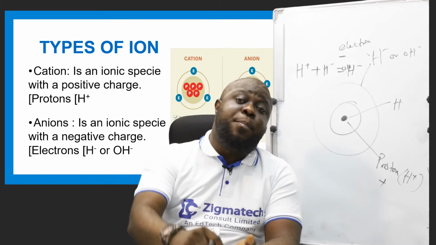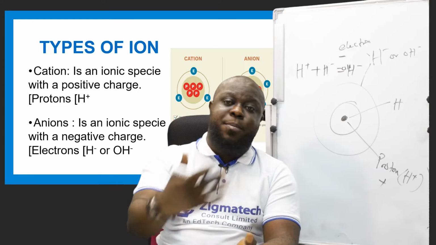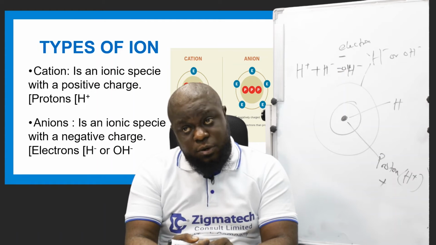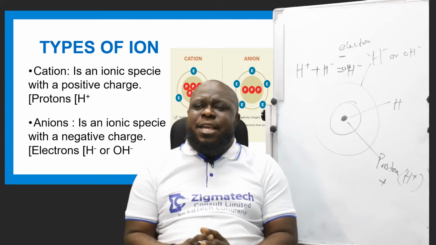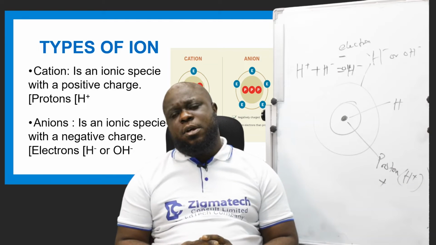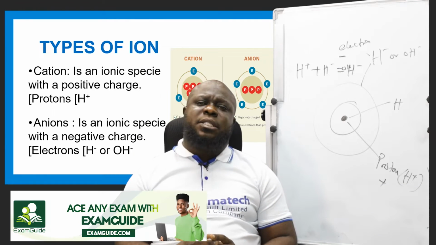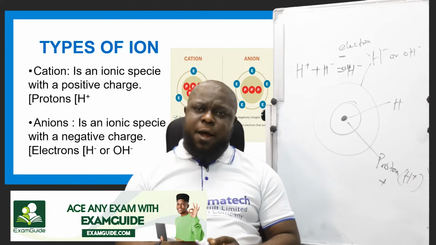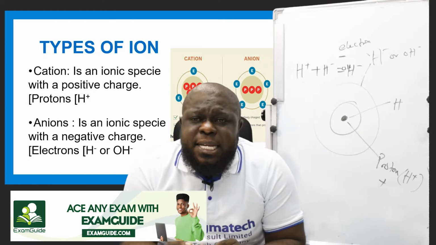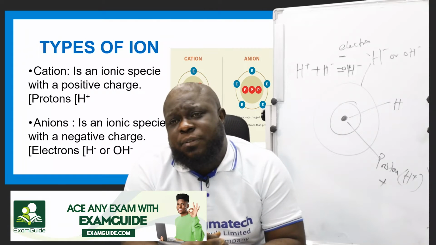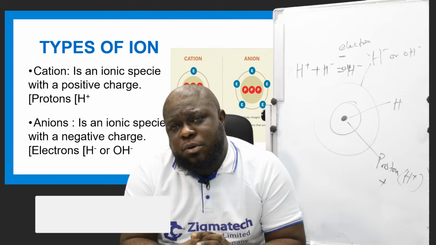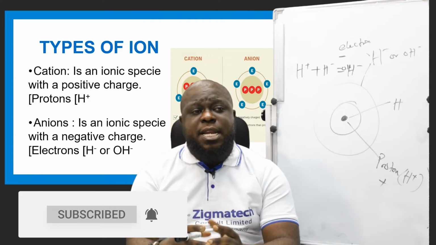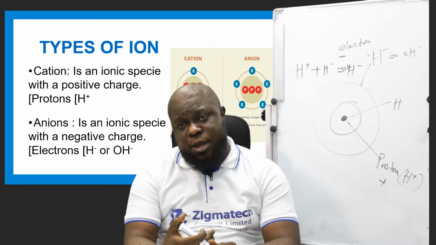Because if the electron is not removed, there will be no charge. The charge might be positive or negative, take note. Now, we have cations and anions. A cation is an ionic species with a positive charge. You see that this particular thing has a positive charge. In essence, the cations are the positive charge part of an ion.